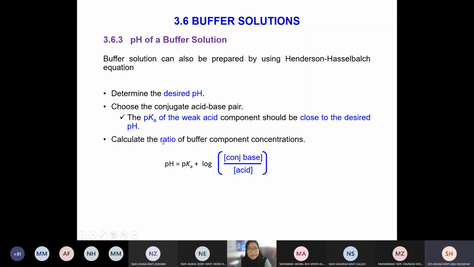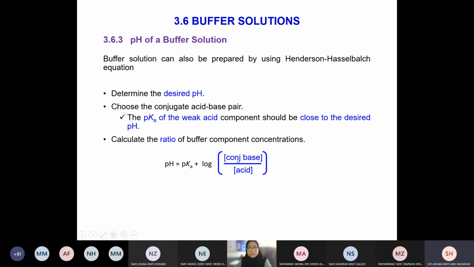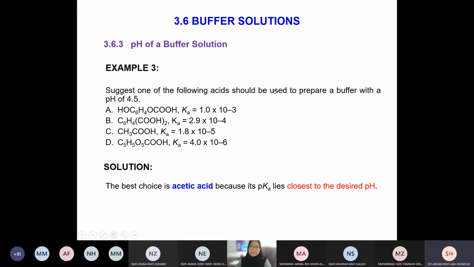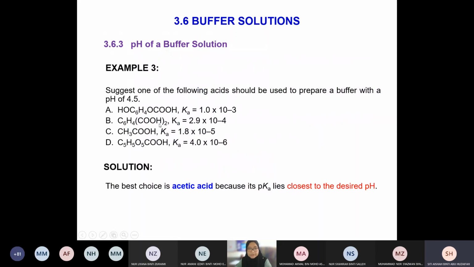Okay, alright. And then you have to calculate the ratio of buffer component concentration. Like I said, so you need to be based on this. Sebab you nak kena tahu the concentration of these two. So you kena check on the ratio of these two lah. Okay, alright. Example, suggest one of the following acids should be used to prepare buffer with a pH of 4.5. So macam mana nak tahu ni? Tadi kan dah beritahu tips dia, cara kalau nak prepare buffer. You kena based on the pKa. So this is a buffer that you would like to prepare, 4.5.